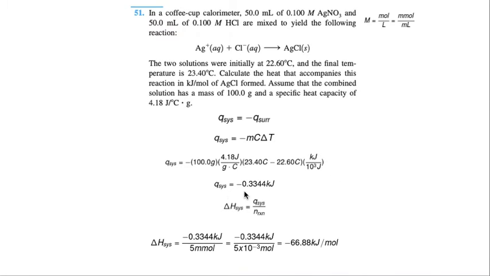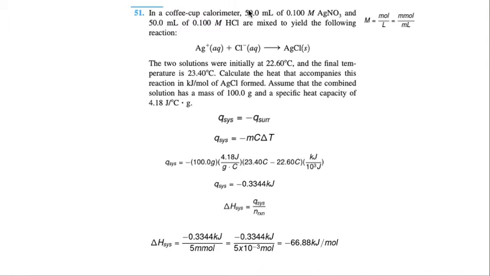So this is negative 0.3344 kilojoules. That's the heat change associated with the system, since we've put that negative sign at the front. So in order to find change in H for our system, we have to take that heat energy and associate it with a specific number of moles in our particular chemical process.